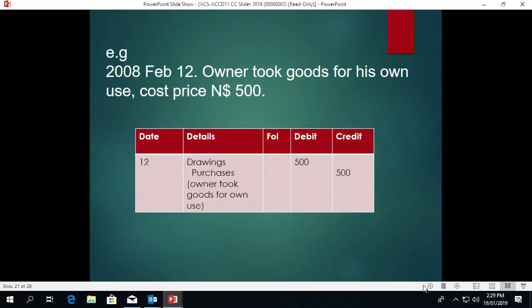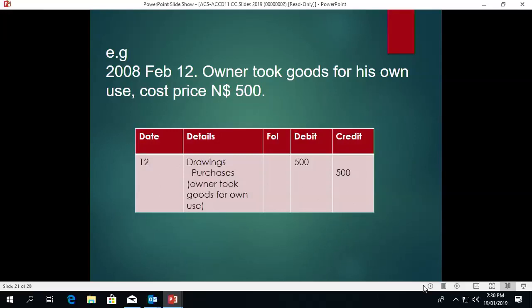Now, for example, if the transaction reads as owner took goods for his own use. In accounting language, if the owner took goods for own use, we are calling that drawings. So that is our first account. And then the other account is what? Purchases. So now, which one is receiving? The one that is receiving, you debit it. So the drawings is receiving, you debit it. Purchases is giving, you credit it.